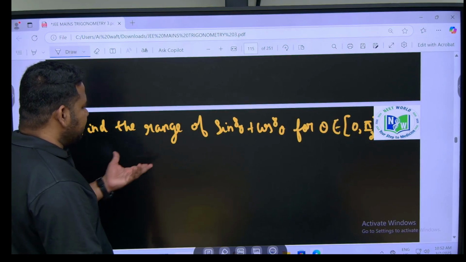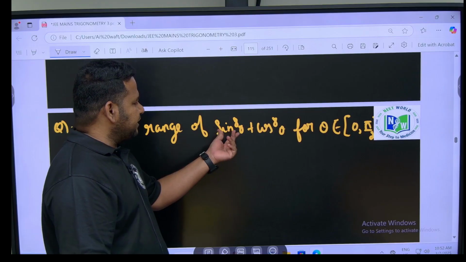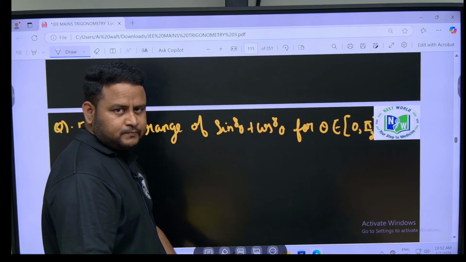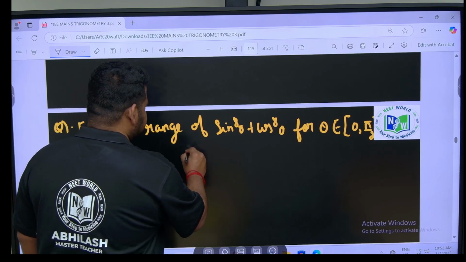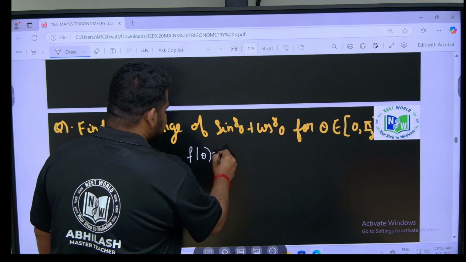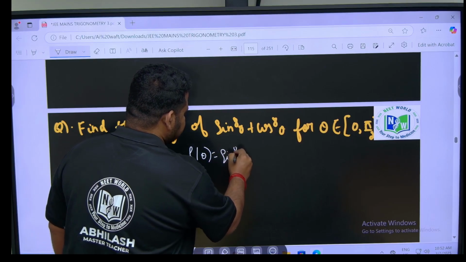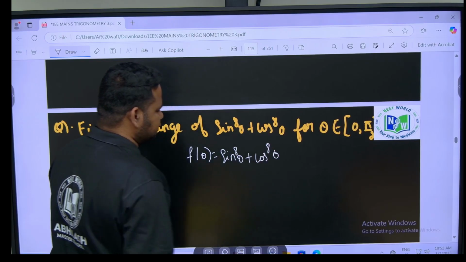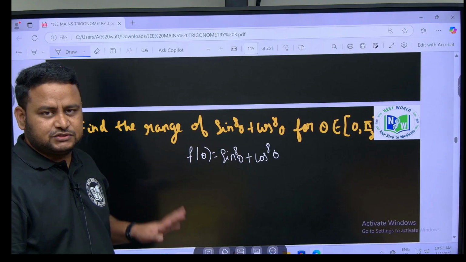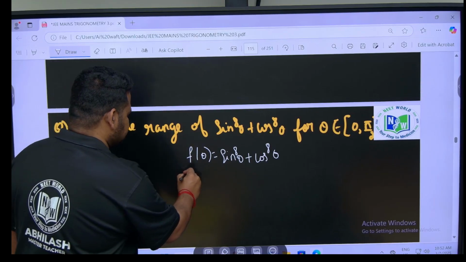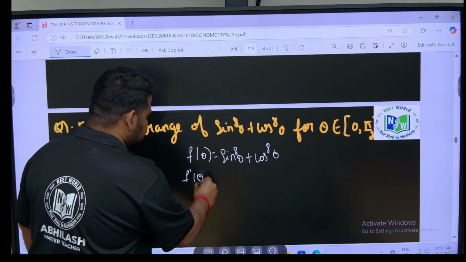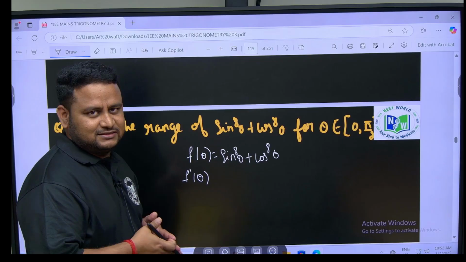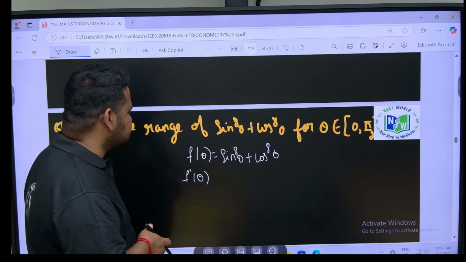They have given: find the range of sin to the power of 8 theta plus cos to the power of 8 theta for theta belonging to 0 comma pi by 2. So first, f of theta is given as sin to the power of 8 theta plus cos to the power of 8 theta. In order to use the concept of maxima and minima, first we should differentiate, so that is f dash of theta.